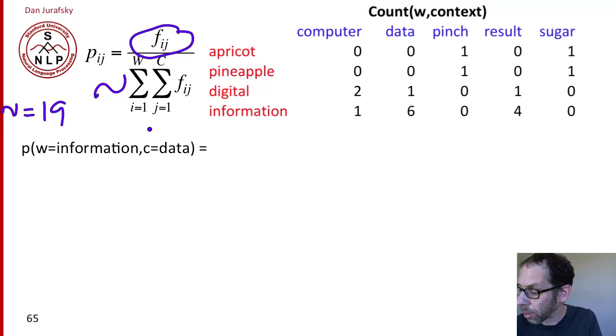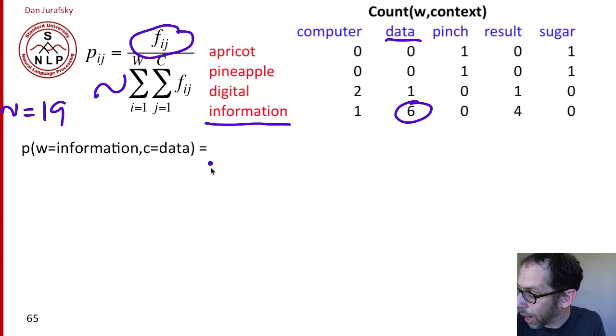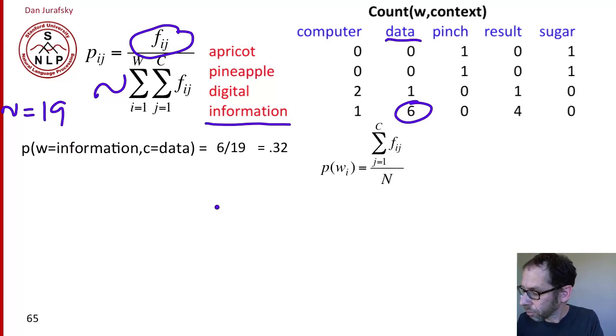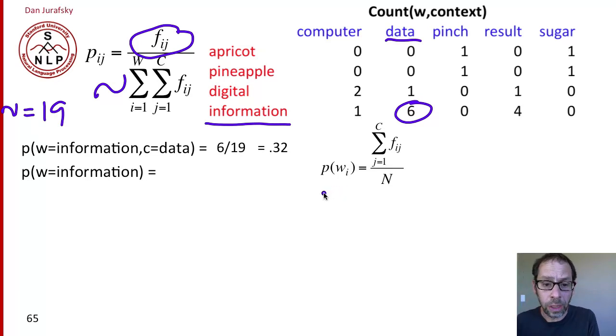Now the joint probability of the word being information in the context data: we've got f sub ij is 6, and our N is 19, so we have 6/19 or 0.32. So that's the joint probability of information and data. Now we need to compute the probabilities of words and the probabilities of contexts.